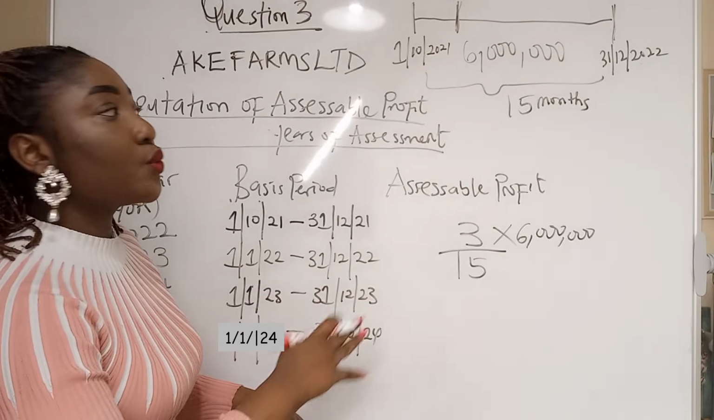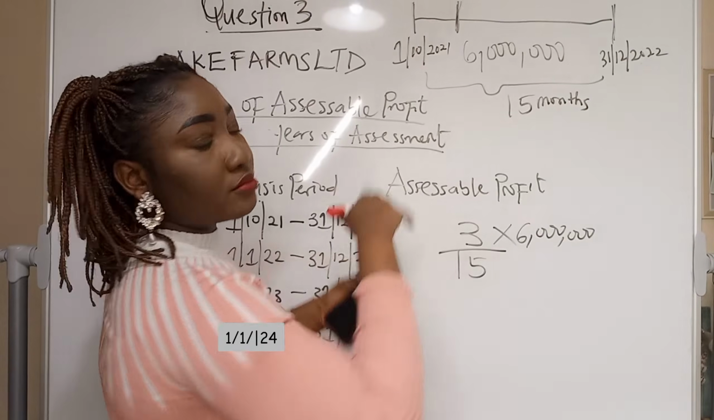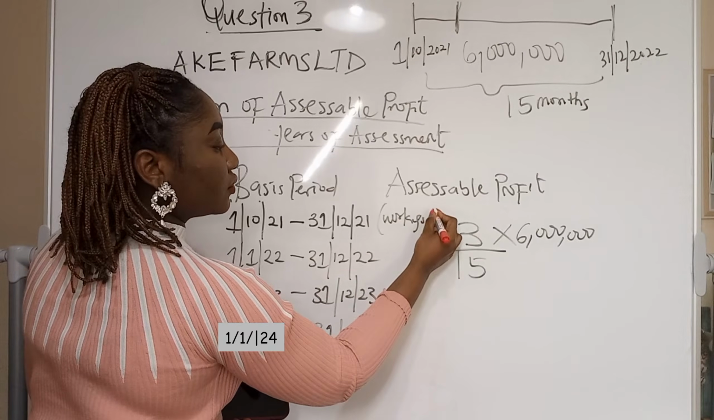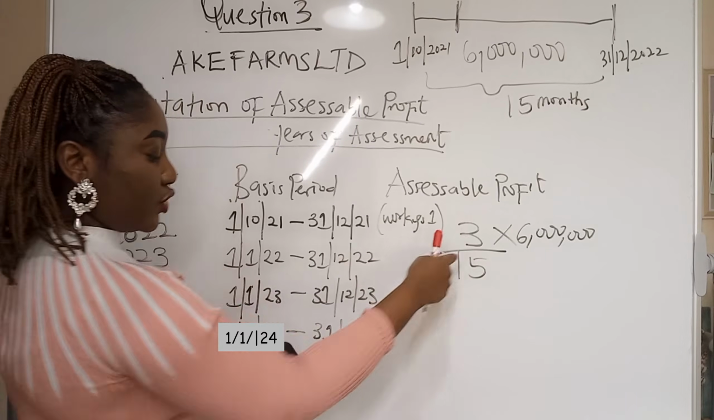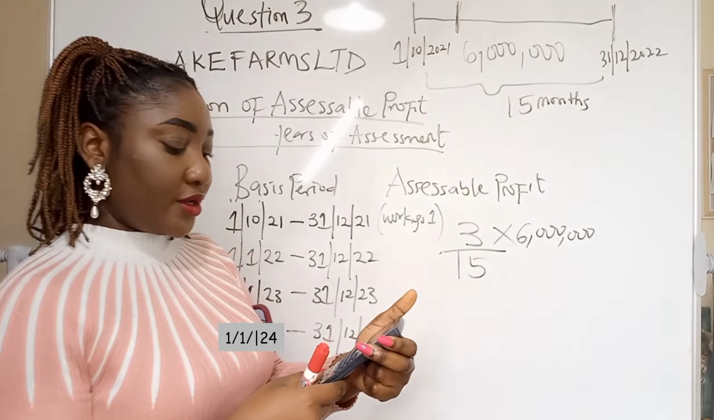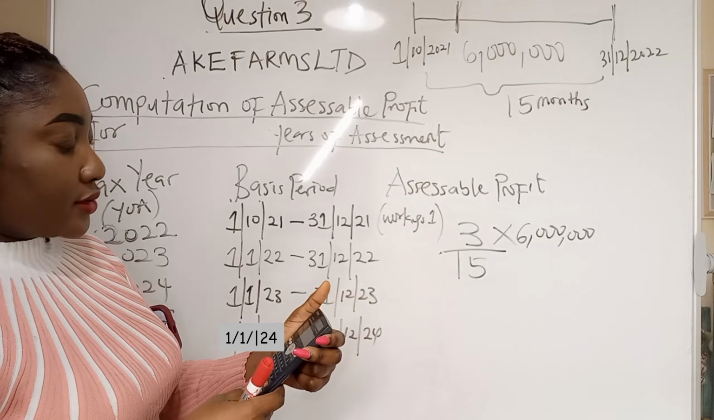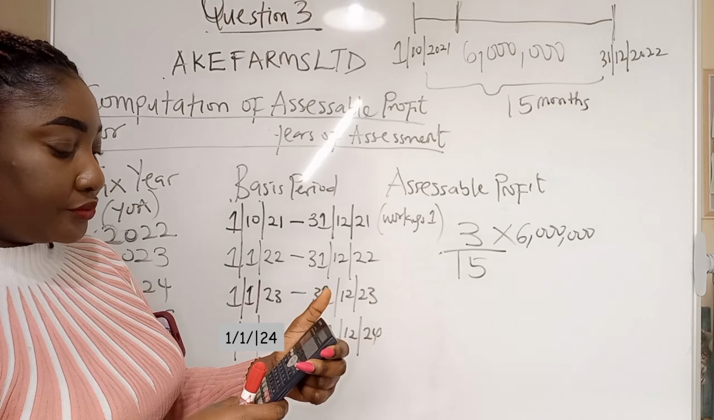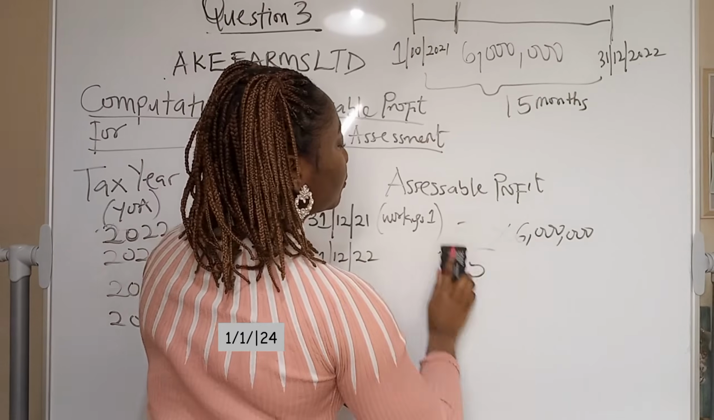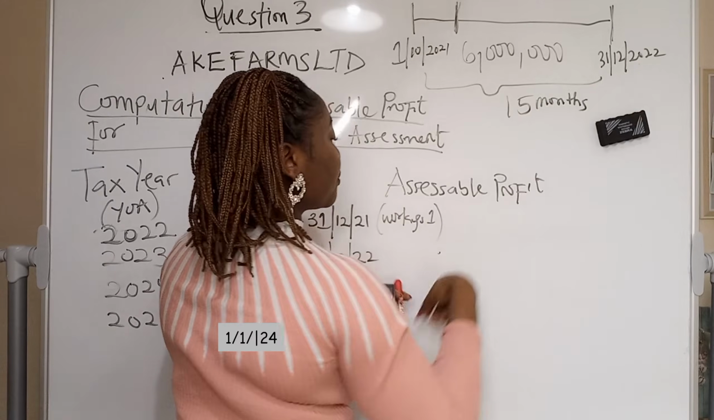So you can just go put it in your workings on the next page. When you want to solve, just write workings 1, and then you put this. Then when you prorate, let's put that in the calculator. 3 divided by 15 times 6 million. That's 1,200,000. So your assessable profit for the first 3 months is what?